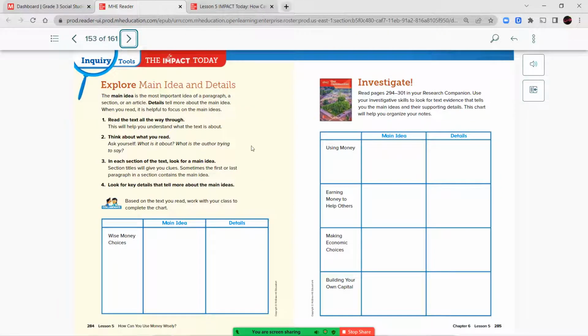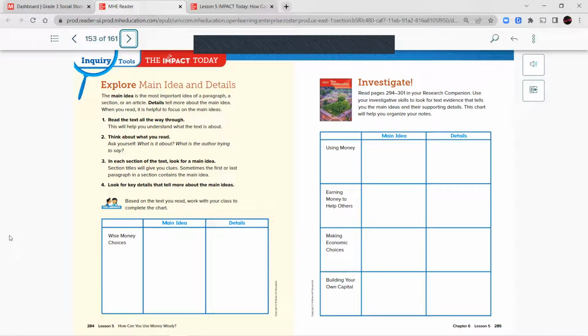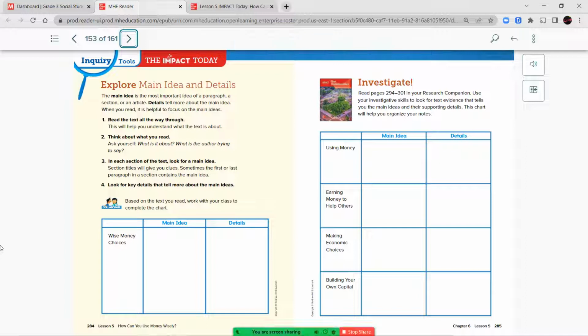All right, so let's go into our first graphic organizer. Here we're going to focus on main idea and details. So the main idea is the most important idea in a paragraph, and the details tell more about the main idea. To find the main idea, we need to read the text all the way through, think about what we read. In each section, look for a main idea and then look for key details that tell more about it.